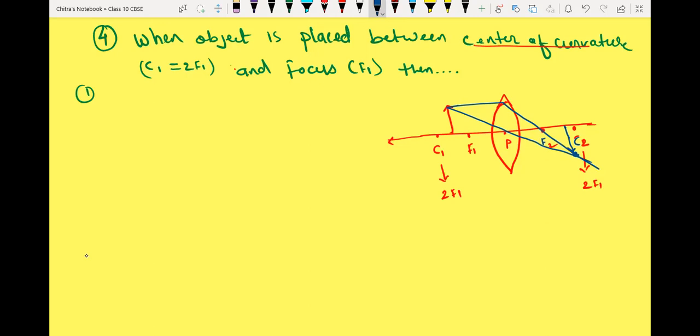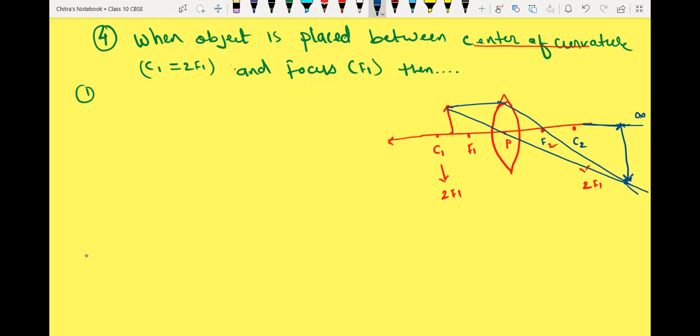Sir, I think it's beyond C2, right? Because if it is beyond C1, then it is formed between C2 and F2. Wait a bit. It is F2 and it is C2, like this. So the intersection is over here. So the image is like this. And here we have the infinite distance.